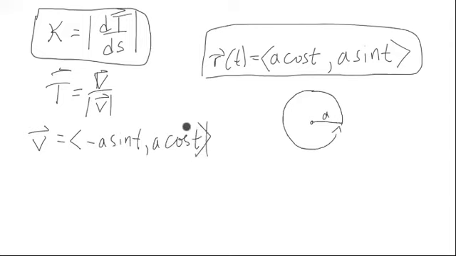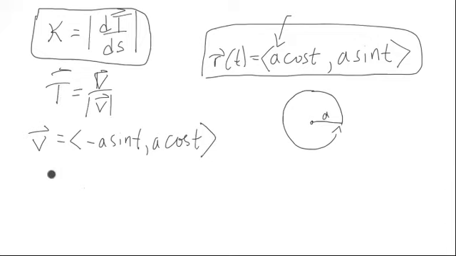Now, if you look at the length of v, you take the square root of this squared plus that squared. We're going to end up getting a squared times sine squared plus a squared times cosine squared. If you factor out the a squared, you're going to get sine squared plus cosine squared, which is 1. And then you take a square root to find the length. So basically the length is a. Let's just suppose that a is a positive number here. Okay, so basically we're just dividing by a. V divided by a will be T.